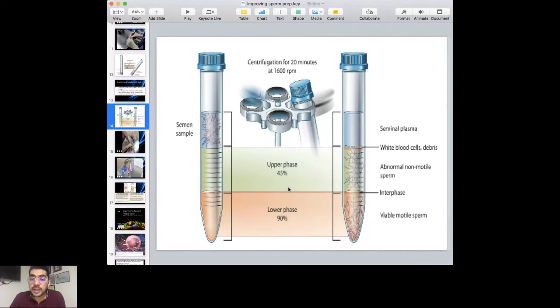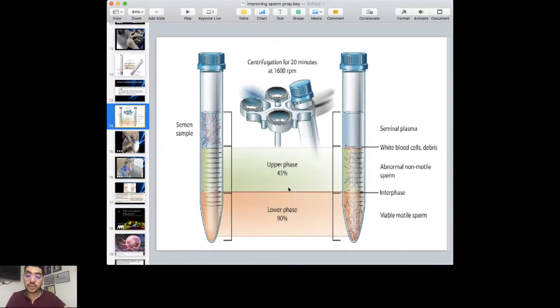But if at any point I am a little worried about the morphology, the pus cells which are there, or even the morphology of the sample, the gold standard for preparation for IVF still is density gradient, right? So only in scenarios where you have very, very good samples do a swim up, otherwise always stick to a density gradient for IVF insemination.